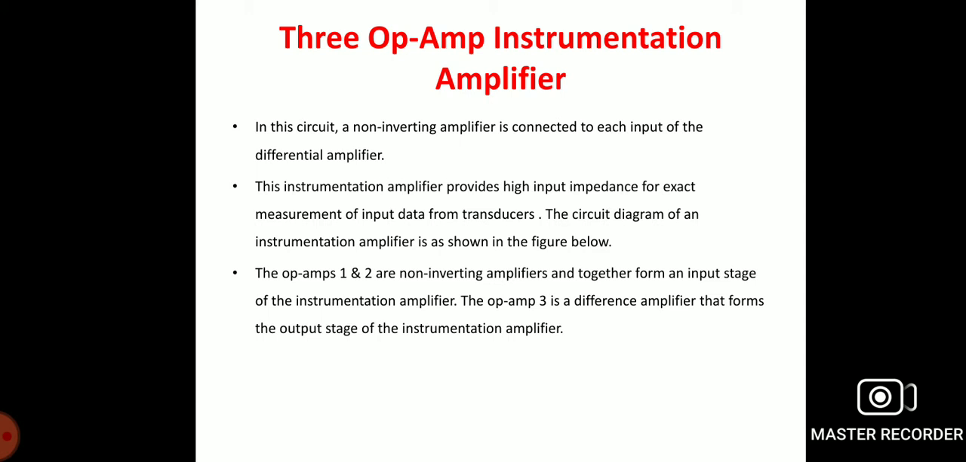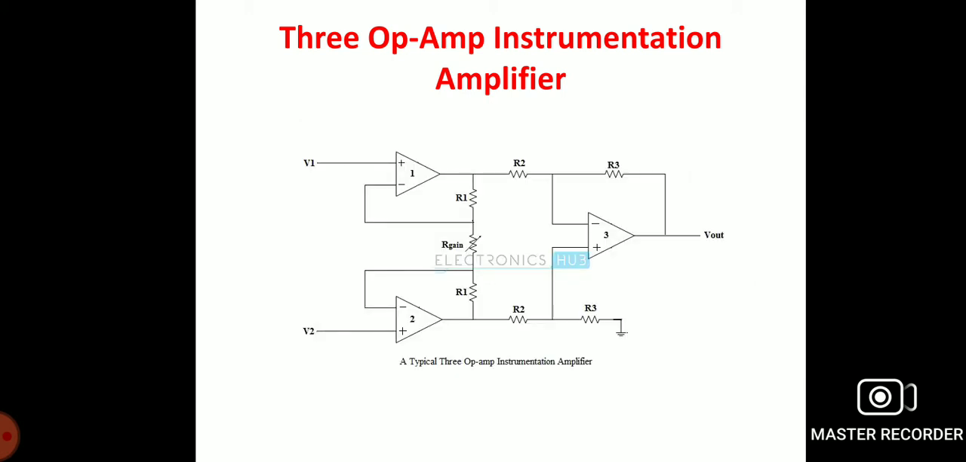Now we can see the circuit diagram of the three op-amp instrumentation amplifier. In this circuit, a non-inverting amplifier is connected to each input of the differential amplifier. This instrumentation amplifier provides high input impedance for exact measurement of input data from the transducer.